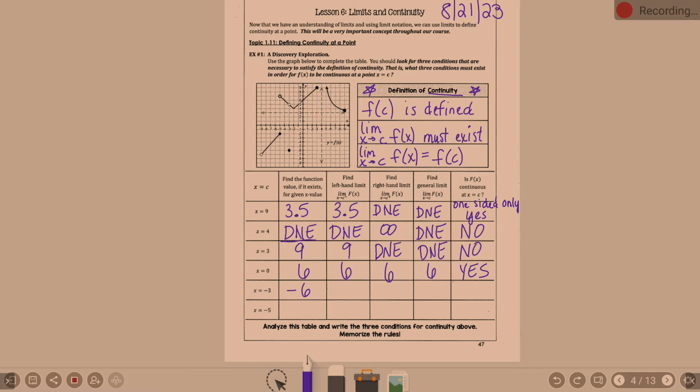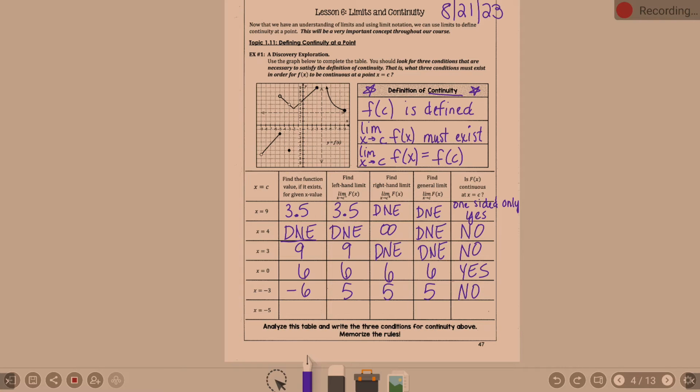Okay, left-hand limit. 5. Right-hand limit. 5. General limit. 5. Continuous. No. This is a hole. No, because of the -6.